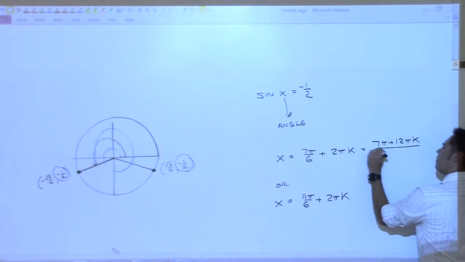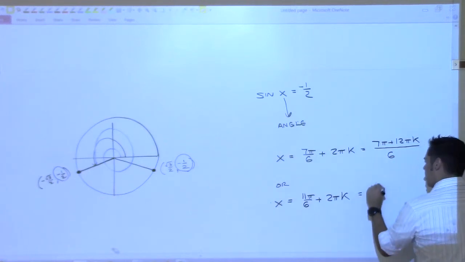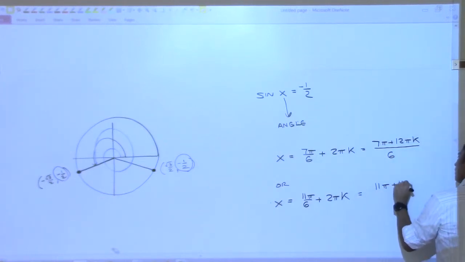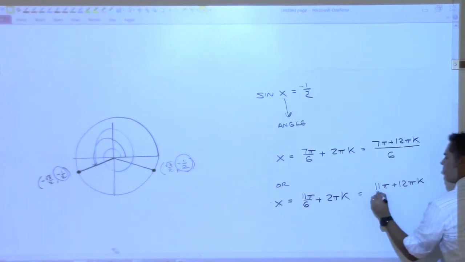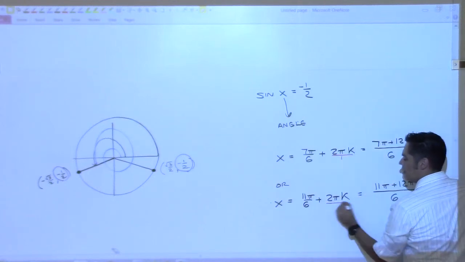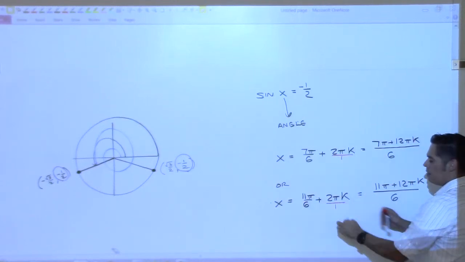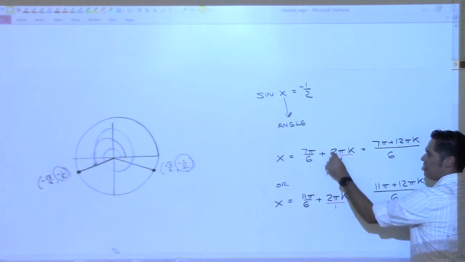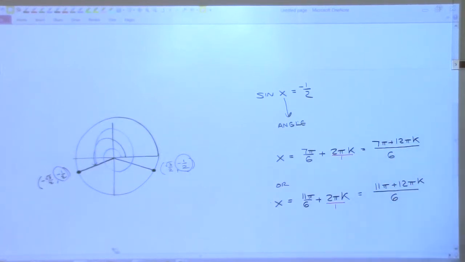Okay, tell me what I did right there, and tell me what I did right here. I just got a common denominator between these. I had this over 1, this over 1, I wanted to put them together, right? So I put 6 on top and bottom here, 6 on top and bottom here, and then I put them together, I got this. The reason I did that is because it's very easy right now, if I have it in this form, to just start plugging in values of k.